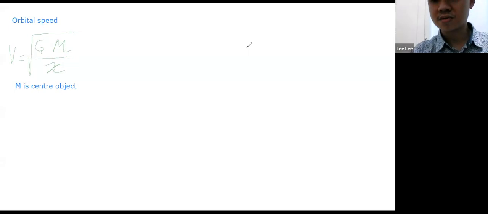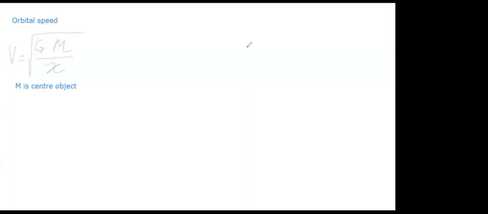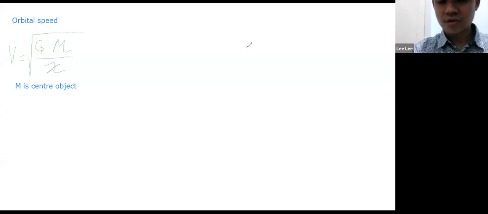Not the moon, but I have to use the mass of the sun, the mass of the Earth, right? But if you want to count the speed of the Earth revolving about the sun, whose mass do you have to use? The sun. Yeah. So we are going to discuss how the formula is derived.